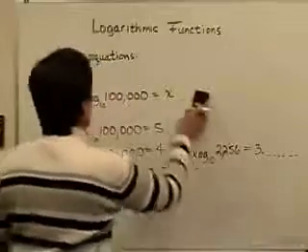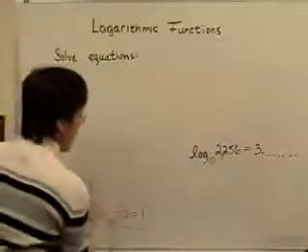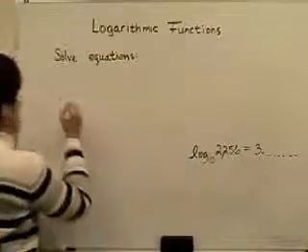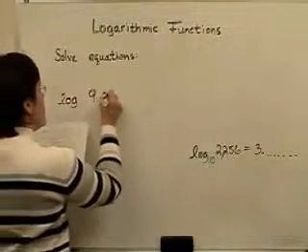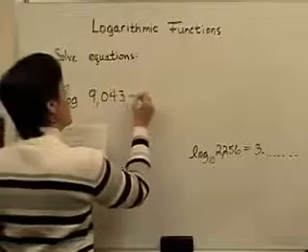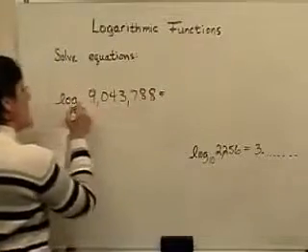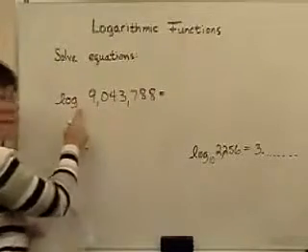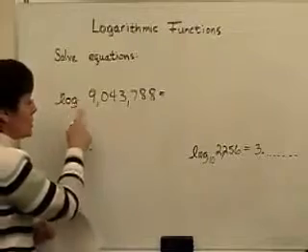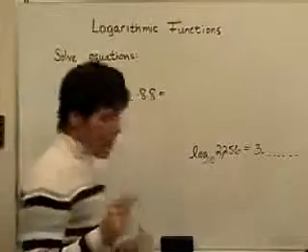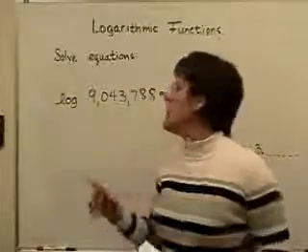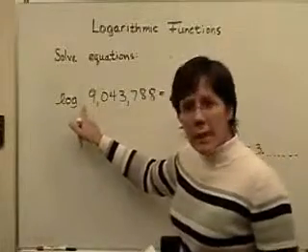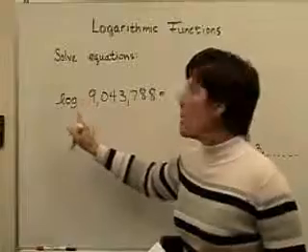Now, since I can't check that one with you, would you take your graphing calculator and find for me the log of 9,043,788. Now the base is 10, and if I don't write it there, it's understood to be a 10. We call that a common logarithm. A base of 10 is very common, so often you will see that we don't write it. And if it's not there, it's understood to be a base of 10.